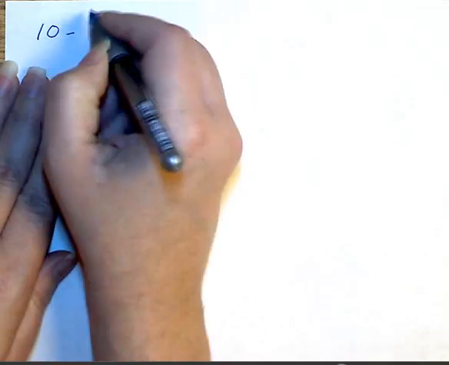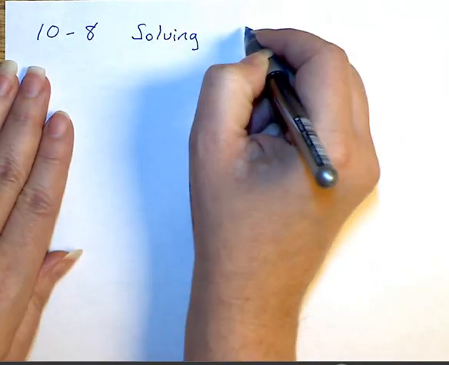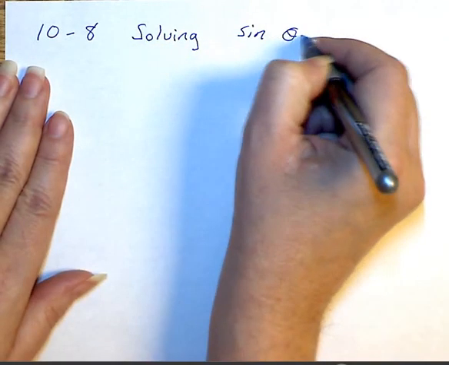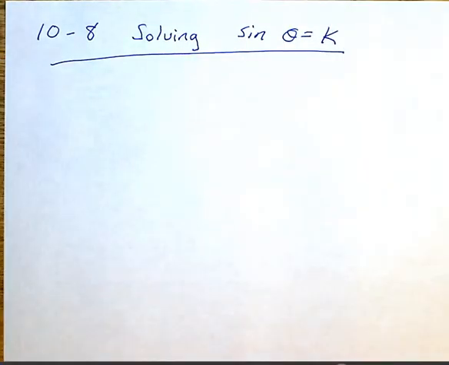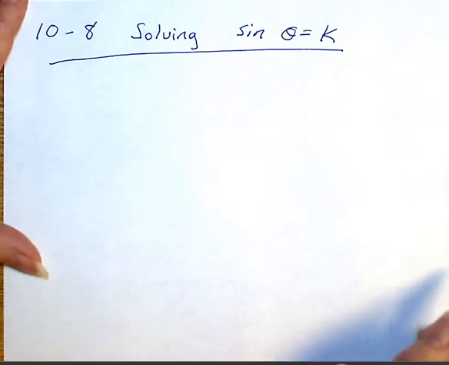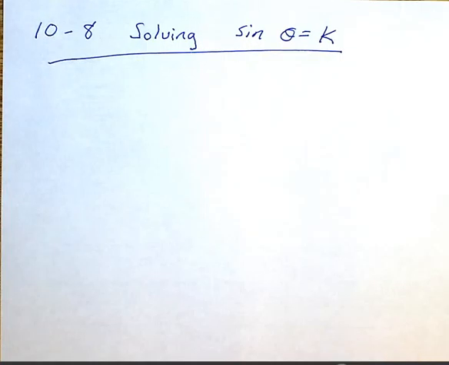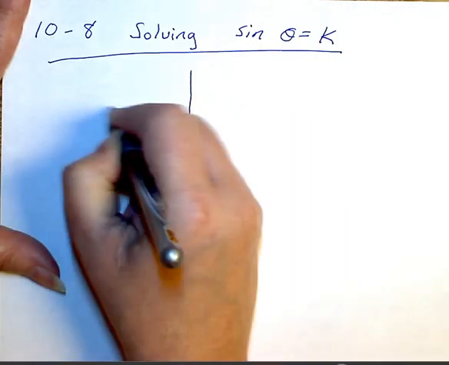10-8 is called solving sine theta equals k. The one thing that you have to remember is that you have to start with your quadrants and your bow tie.